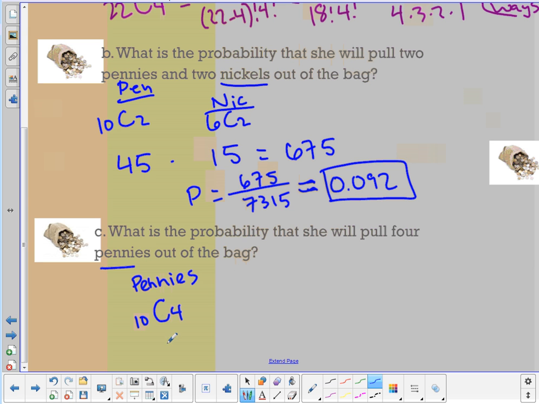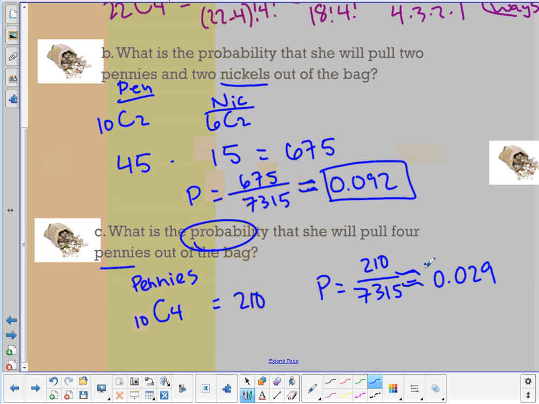So 10C4 is equal to 210. But again, I'm looking for a probability here. So the probability is 210 divided by the 7,315. 210 over 7,315 is approximately 0.029 this time. Up there it was 9.2. So about a 9% chance down here, about a 3% chance that you'll get all pennies.